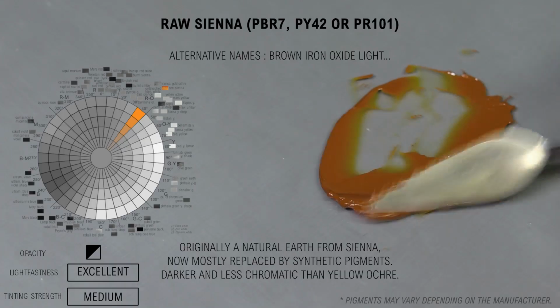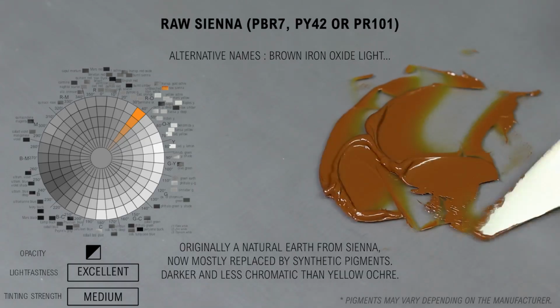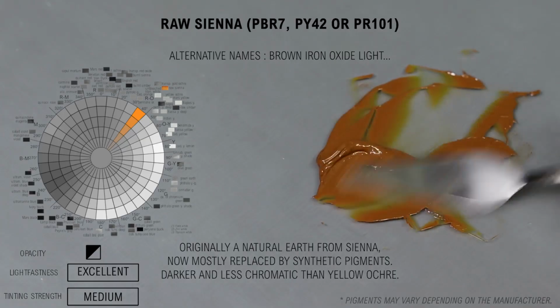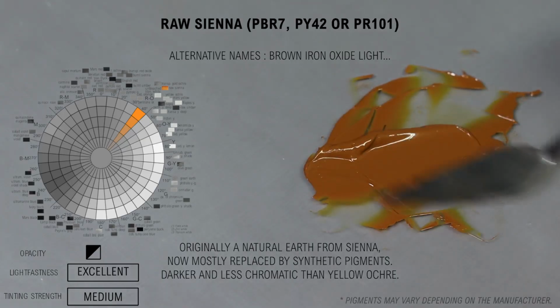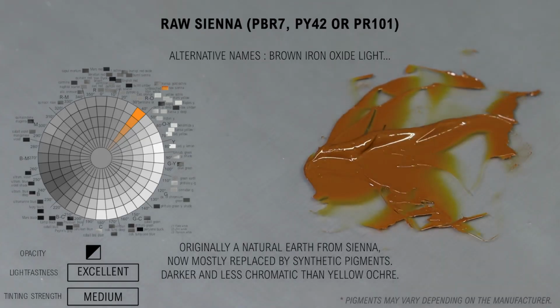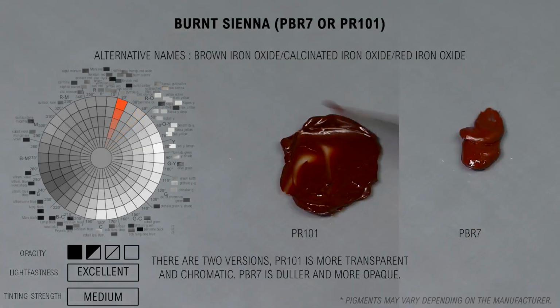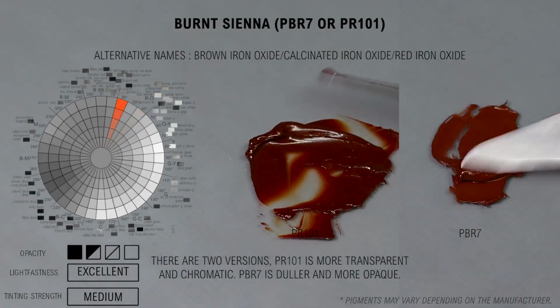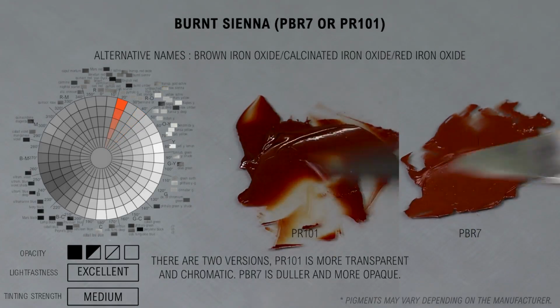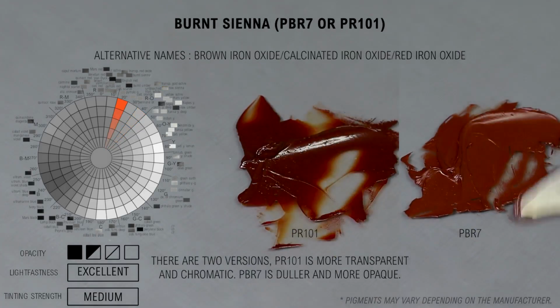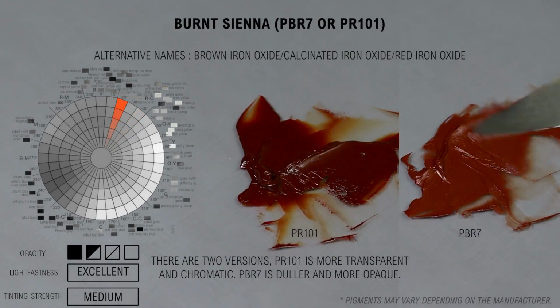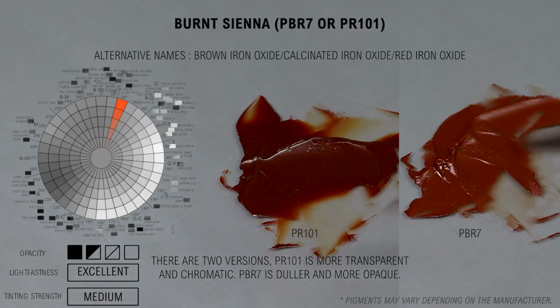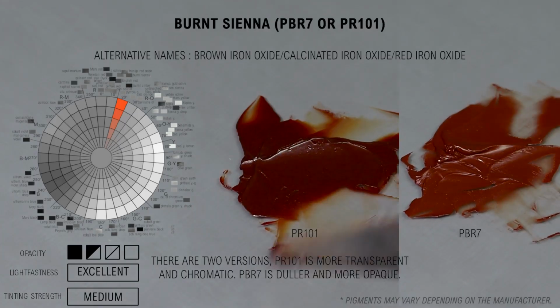Raw sienna is originally a natural earth from Sienna. Now it is mostly replaced by synthetic pigments. It is darker and less chromatic than yellow ochre. Burnt sienna is a very interesting color, especially for skin tones. There are two versions of this pigment: PR101, which is more transparent and chromatic, and PBR7, which is duller and opaque.